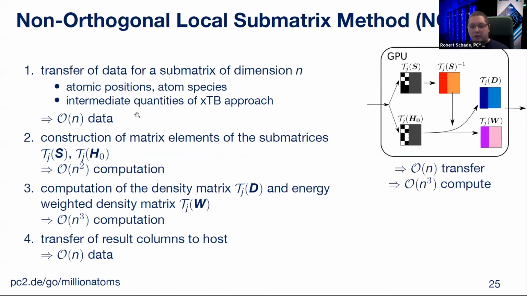In total, we get a scheme that has a linear scaling amount of transfers from the host to the GPUs, so linear in the submatrix dimension, and the actual computational work is cubically scaling. That makes the overall scheme very favorable because the ratio from transfer to computation is very nice here.